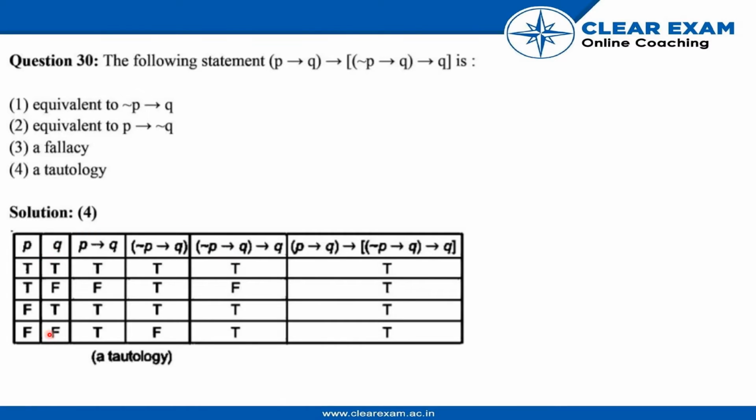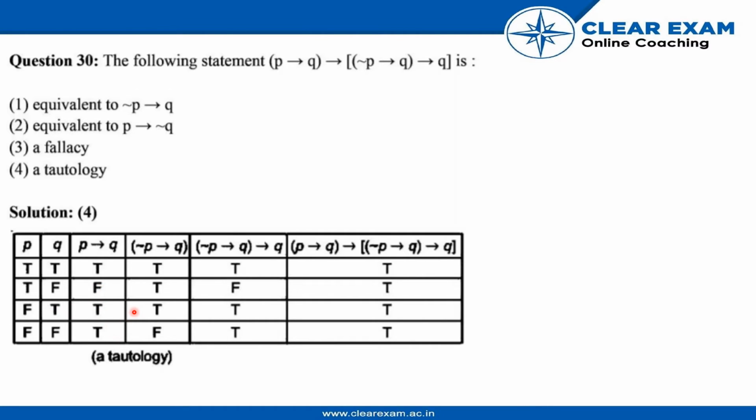We'll make two columns P and Q for all possible combinations, like true true, true false, false true, and false false. And we'll try to solve this question step by step. So taking the big bracket first, we'll find P implies Q. P implies Q would be true, false, true, and true.